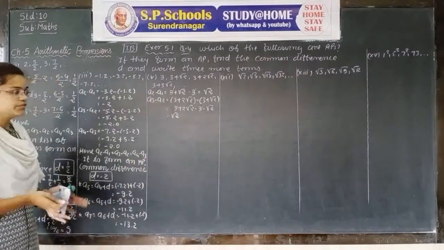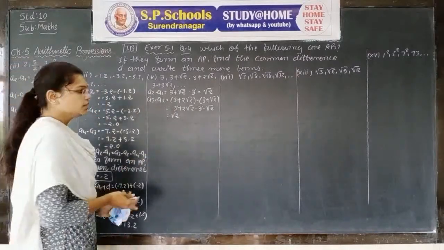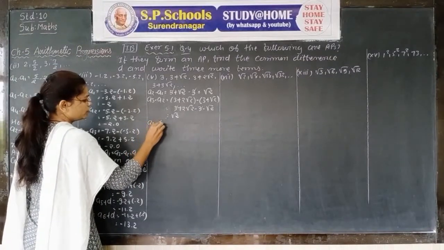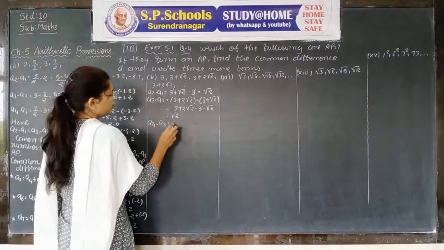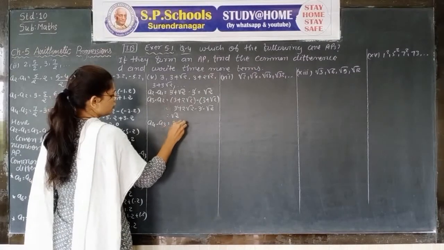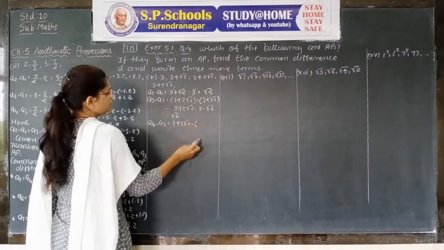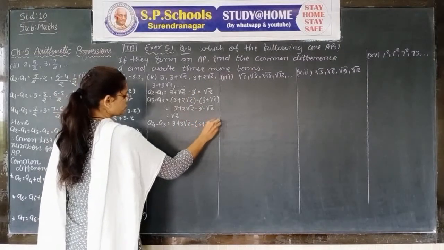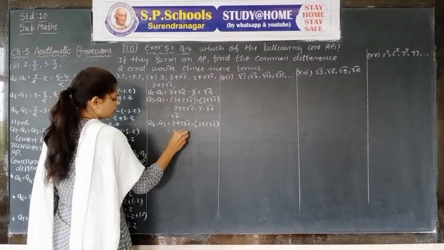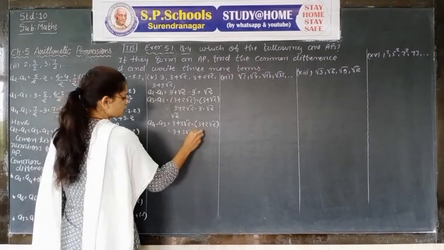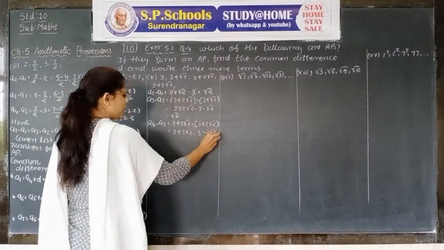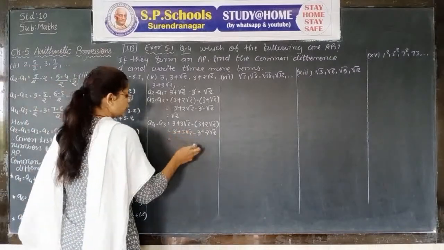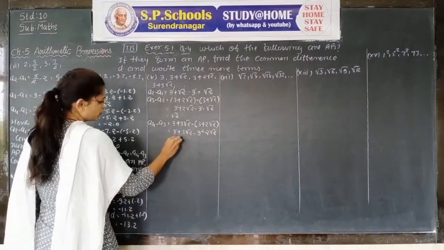Here the differences between two consecutive terms are equal, but we compulsorily go on to find the difference between another two terms. a4 minus a3, where a4 is 3 plus 3 root 2, minus a3, which is 3 plus 2 root 2. 3 plus 3 root 2 minus 3 minus 2 root 2, by opening the bracket. 3 plus minus 3 cancels. 3 root 2 minus 2 root 2 is only root 2.